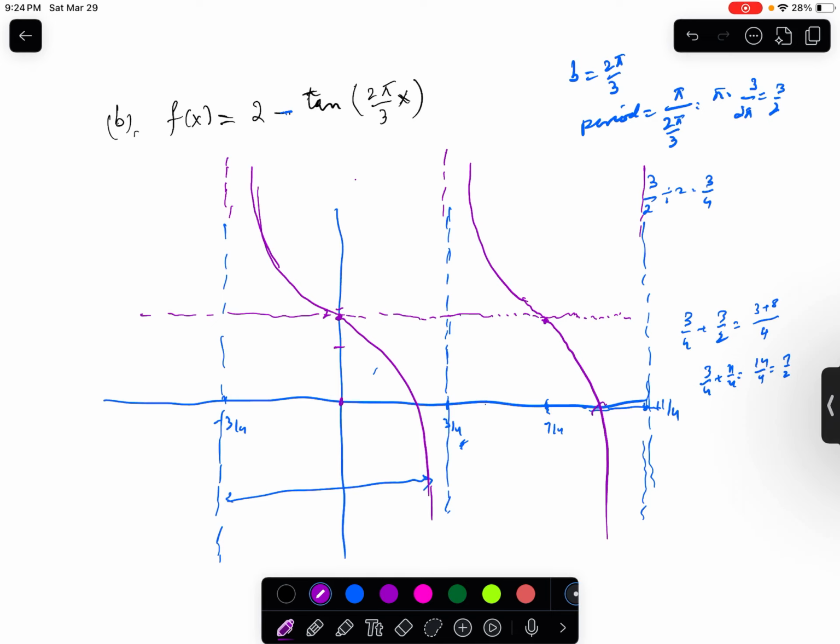Now where is it crossing the x-axis? Well, it will not be that easy for you to find because you cannot do that without the calculator. But its 0 is related to this line at 2. That's how you do the tangent. Okay, so that's it. That's the end of 5.3, 5.4.